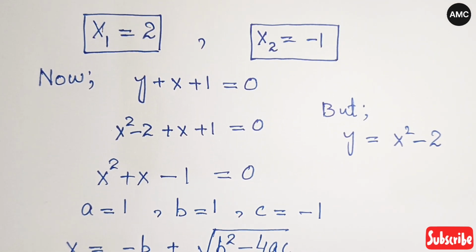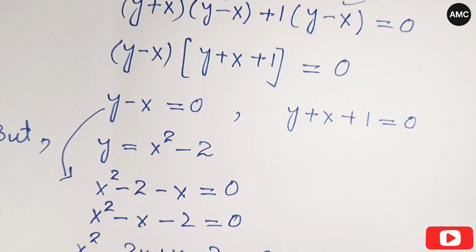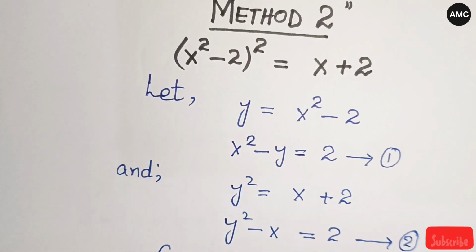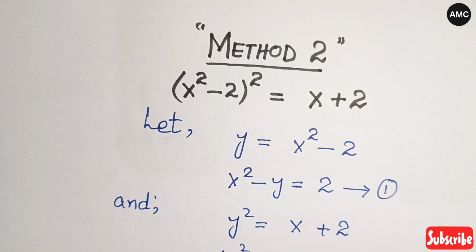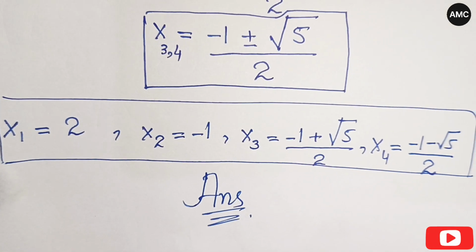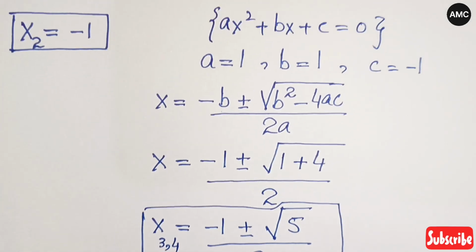It is our second method, and we get 4 values of x. Similarly, we have the same answer from method number 1. You can see that x1, x2, x3 and x4 are the same here.